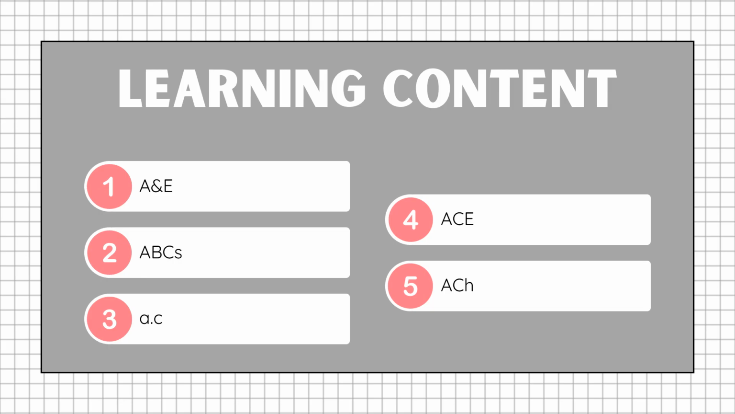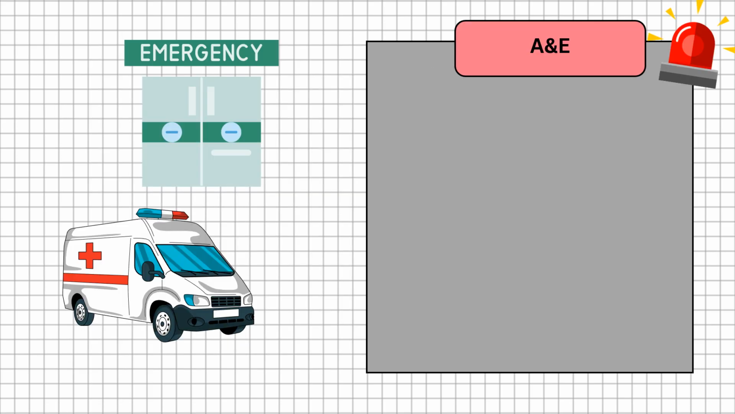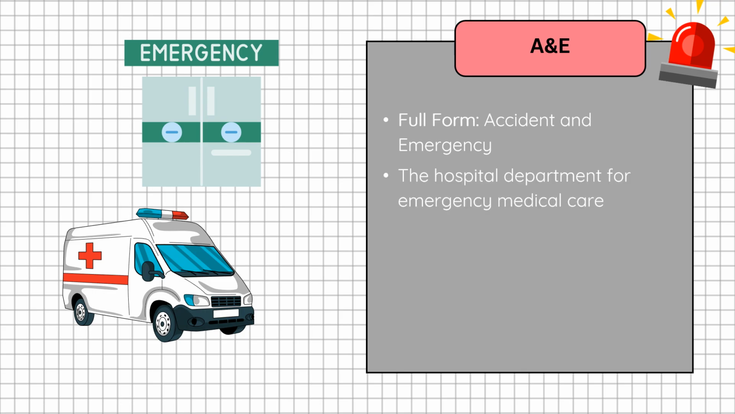So let's begin. The first term is A&E. The full form of this English abbreviation is accident and emergency. So A&E refers to the hospital department for emergency medical care. It is equivalent to the ER, emergency room, which is the term used in the United States.